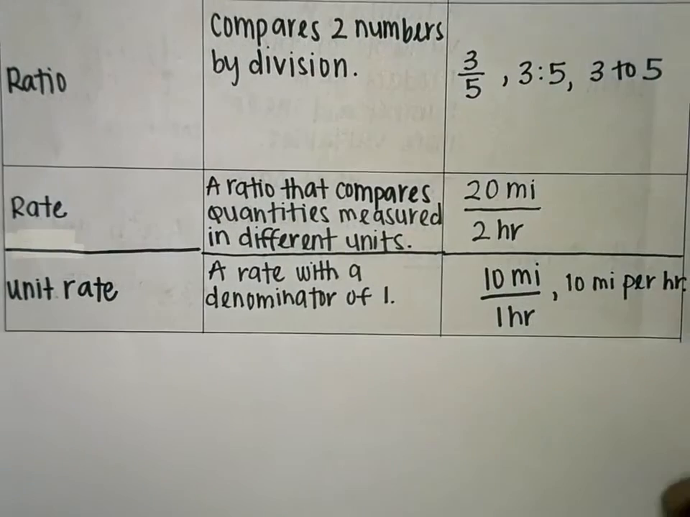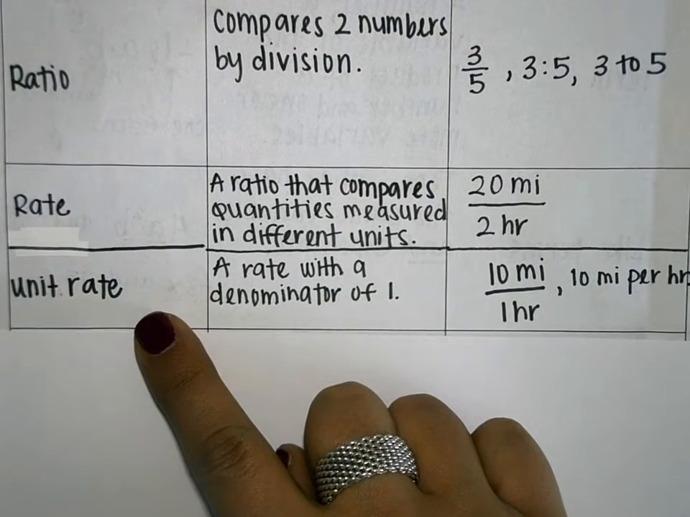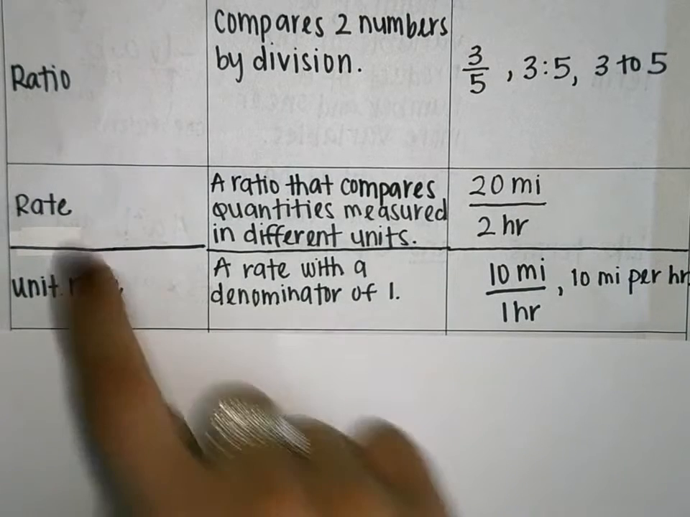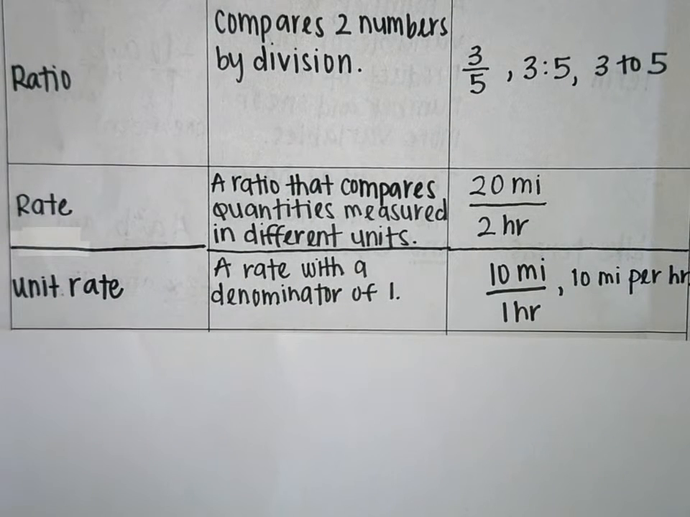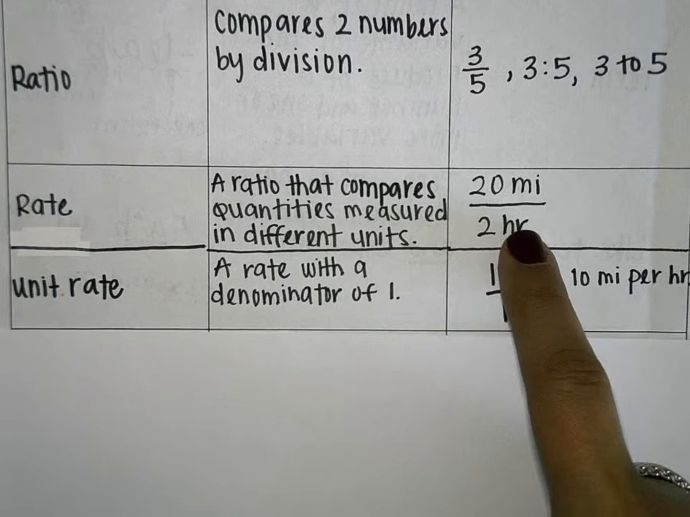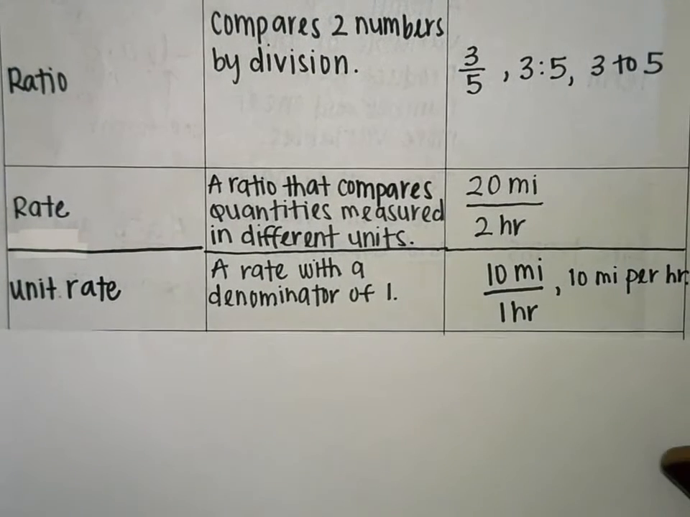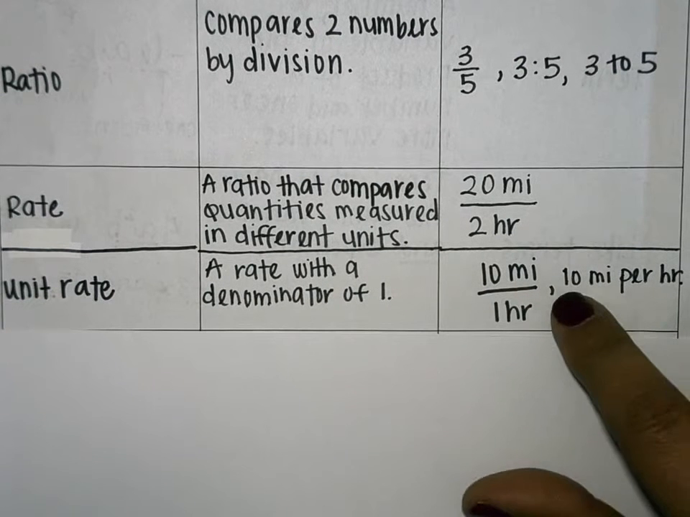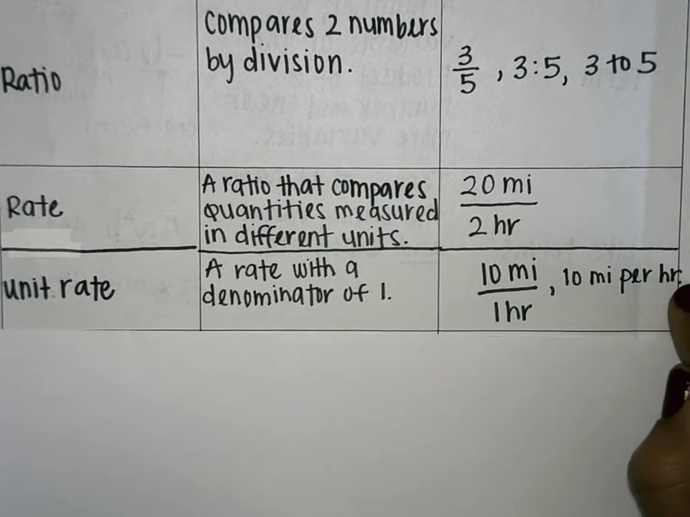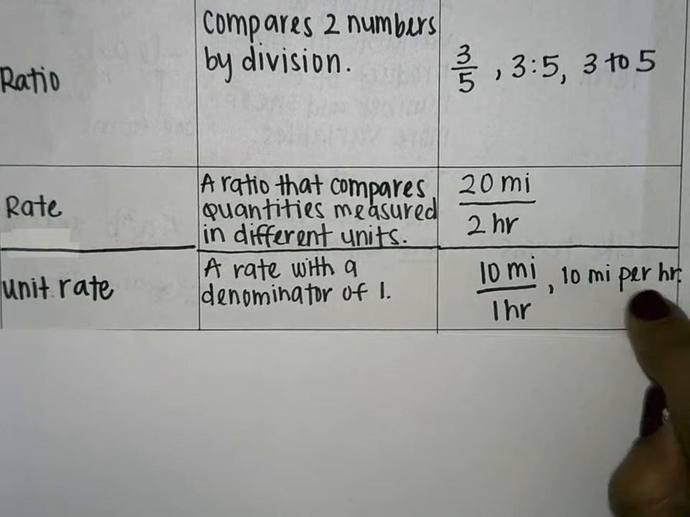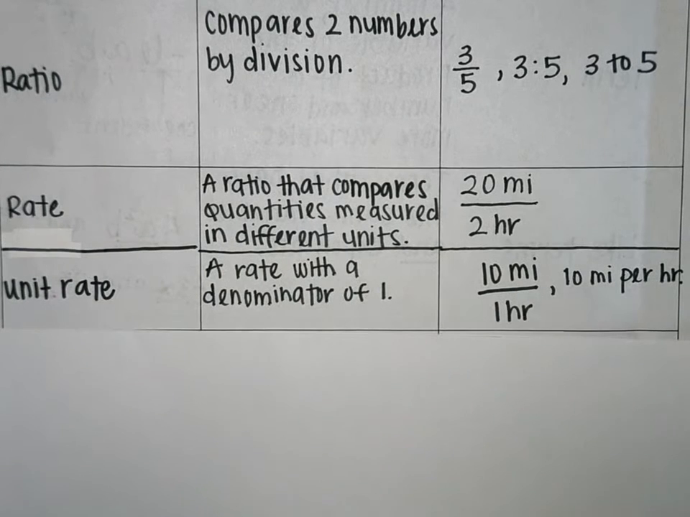Unit rate, you should have talked about in 7th grade. It is a rate with a denominator of 1. So if we take a regular rate that is given to us and then we reduce it as much as possible so that it has a denominator of 1. So 20 miles in 2 hours actually reduces to a unit rate of 10 miles in 1 hour, or we can write that in words, 10 miles per hour. So anytime you have a unit rate that's, for example, 10 miles per 1 hour, that's a unit rate.